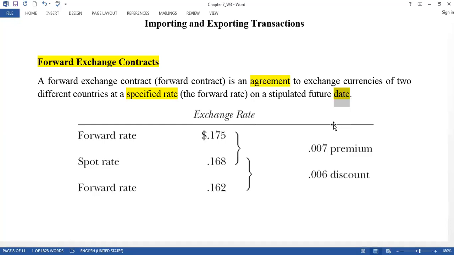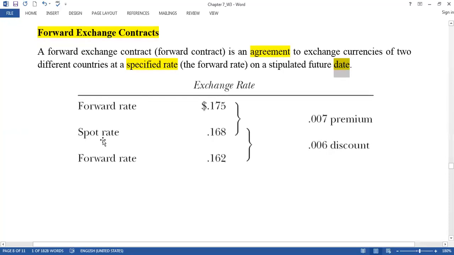So today's rate, for example, spot rate means today's rate. Today's rate is $1.16. Future rate may be higher, future rate may be lower. And if future rate is higher, it is called premium.